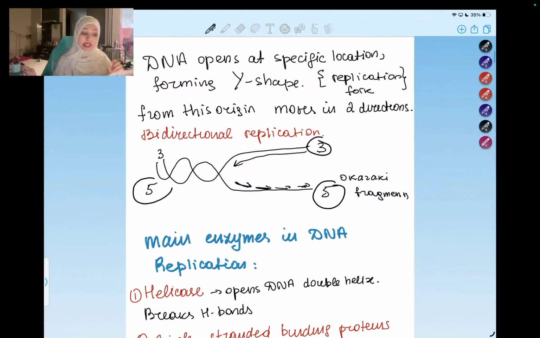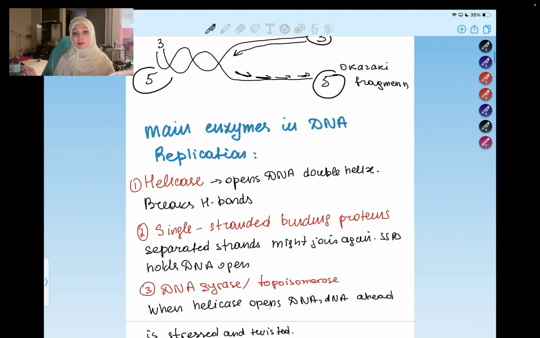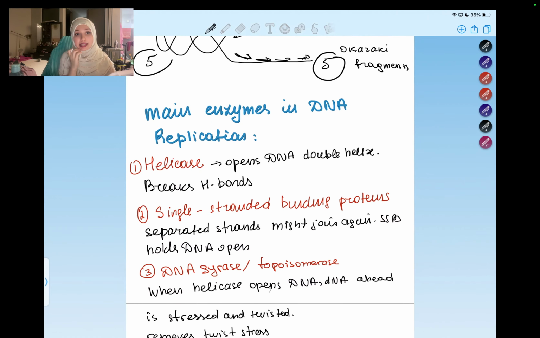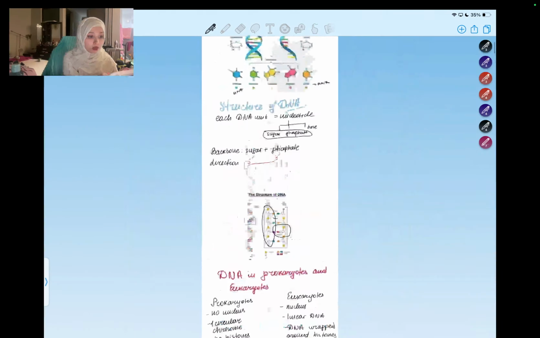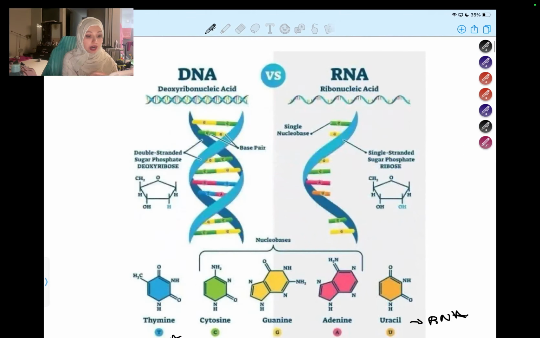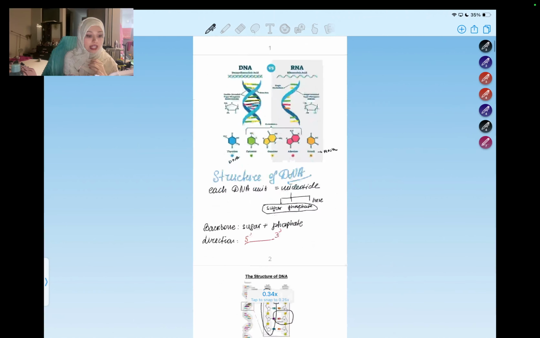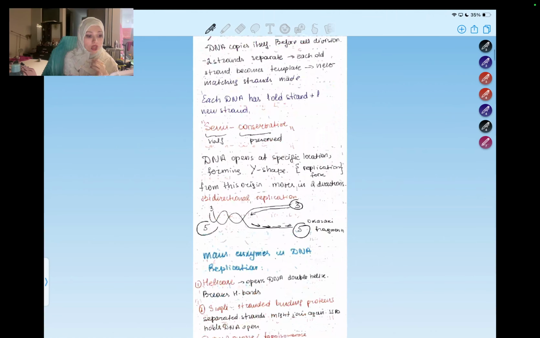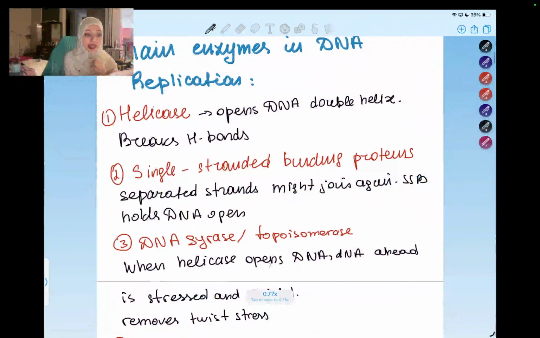And then we have enzymes in DNA replication, quite a lot of them. So we have the first enzyme, helicase. As I've mentioned before, the strands are together by hydrogen bonds, right? We need an enzyme to break down those hydrogen bonds. So for helicase, we have to remember, helicase opens the DNA double helix and breaks hydrogen bonds.